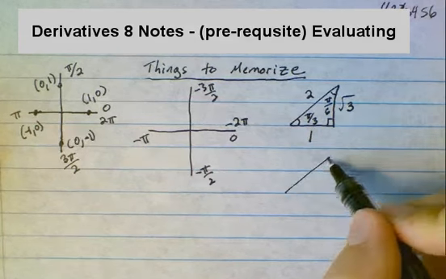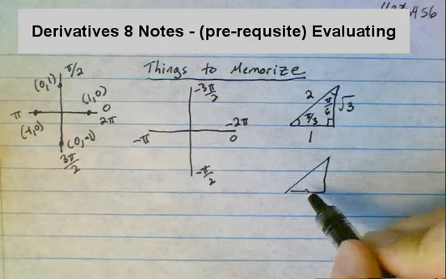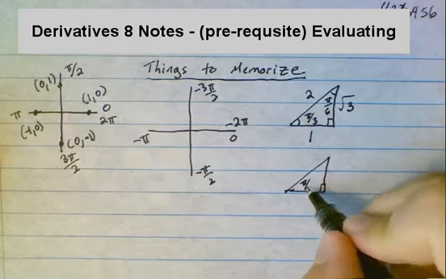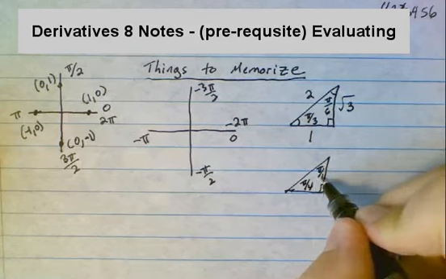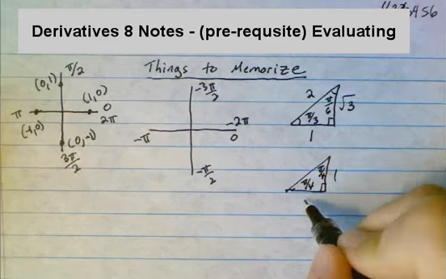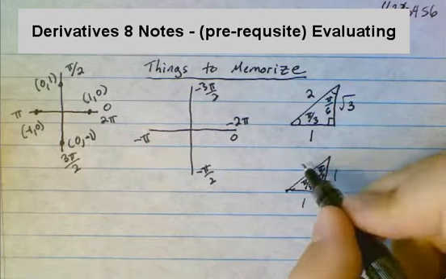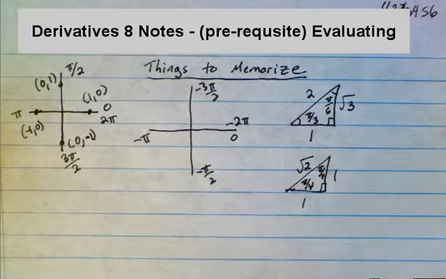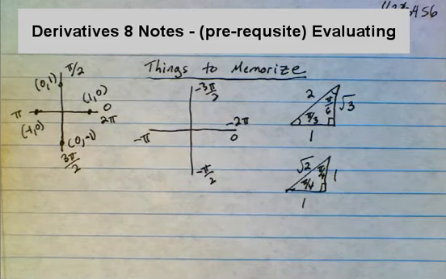The other one is the 45, 45, 90, except in radians. That's pi over 4, pi over 4, 1, 1, 1, 1, because these are both the same angle, and square root of 2. Make sure you are incredibly solid on those.